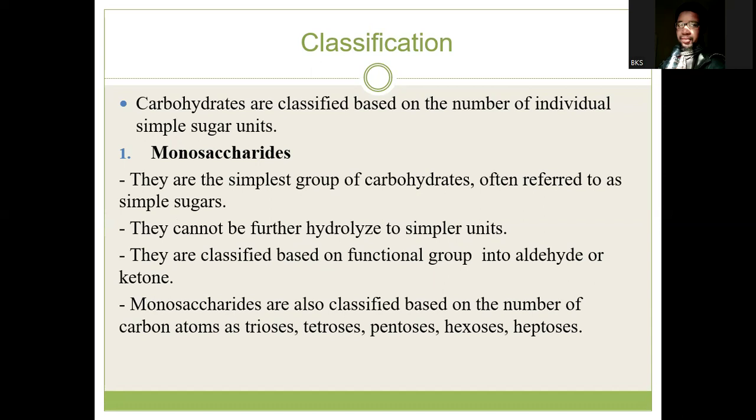They are classified on a number of bases. Number one, on the basis of functional group, they are classified into two. We have those that contain an aldehyde and those that contain a ketone group. Those that contain an aldehyde are called aldoses, while those that contain a ketone functional group are called ketoses. We all know what an aldehyde is, what a ketone is, from classical chemistry.